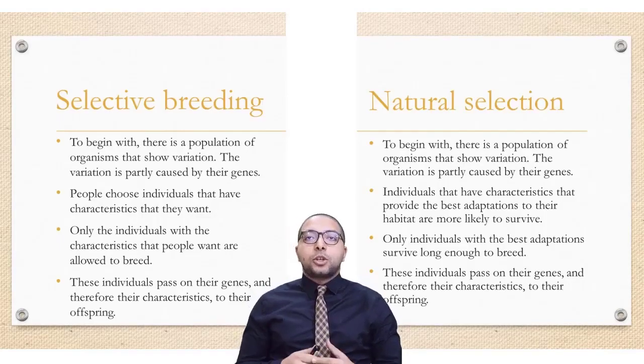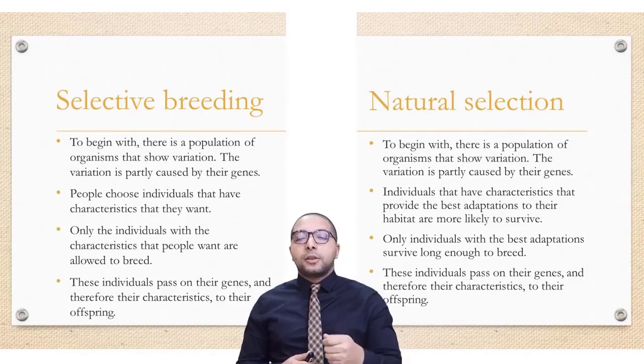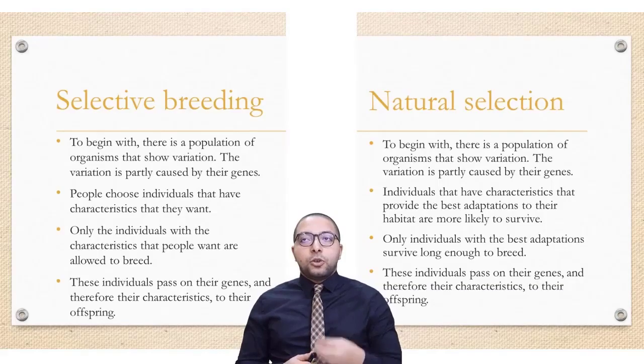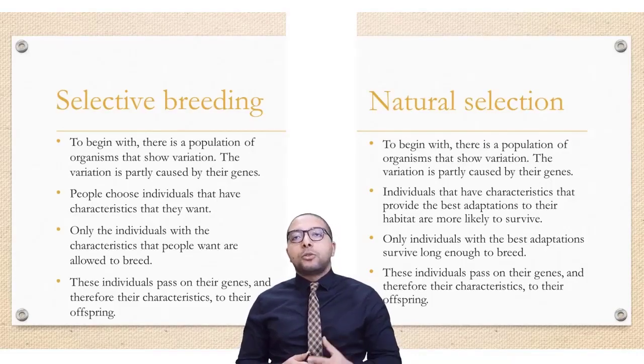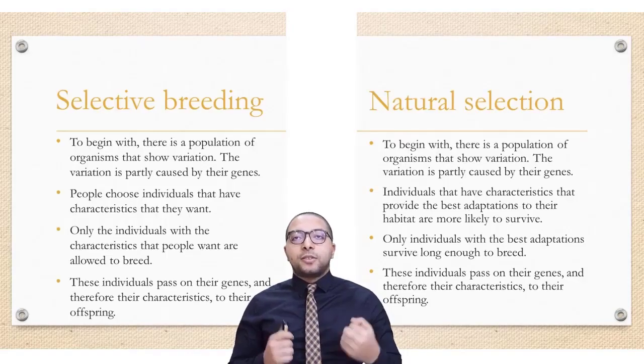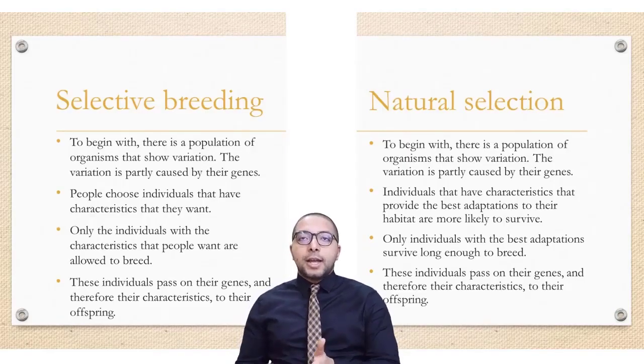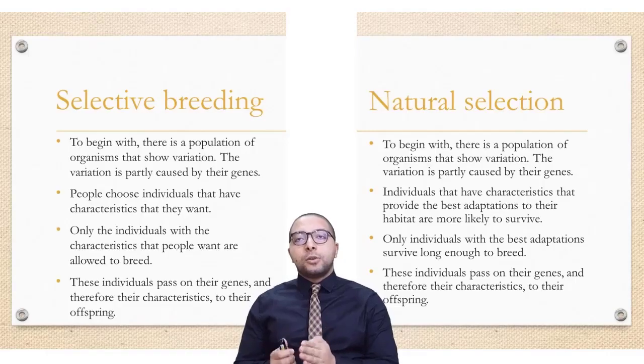On the other hand, in natural selection, it's only nature which decides which characteristic will be passed. That's through adaptation. Individuals that have characteristics that provide the best adaptation to their habitat are more likely to survive. So in selective breeding, as humans have decided, only the individuals with characteristics that people wanted are going to breed, while in natural selection, only individuals with the best adaptation survive.